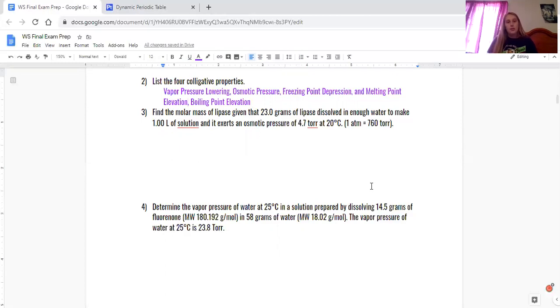Find the molar mass of lipase given that 23 grams of lipase dissolved in enough water to make 1 liter of solution exerts an osmotic pressure of 4.7 torr at 20 degrees Celsius. And remember that 1 atm is equal to 760 torr.